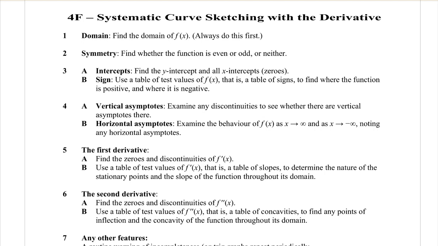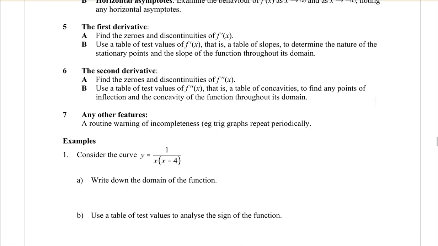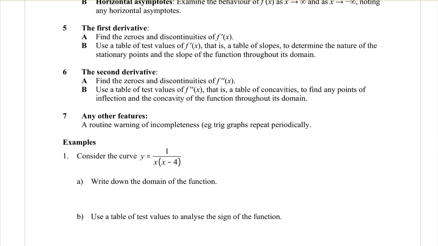Step 6 is the second derivative. We can use that to find the concavity, obviously. Use the table of values to test the concavity to find any points of inflection and the concavity of the function throughout the domain. And step 7 says, any other features? It says a routine warning of any incompleteness, for example, trig graphs that repeat periodically. So just to keep an eye out for those kinds of special cases.